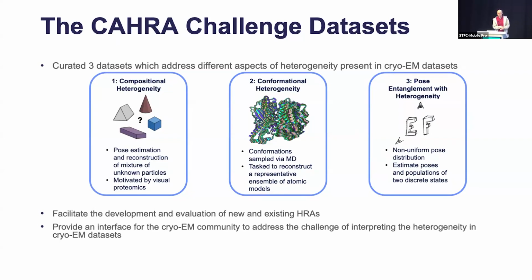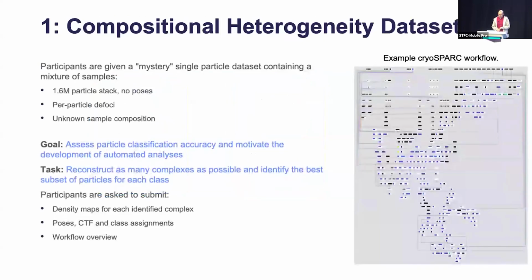So I'll go into a little bit more detail about what's in these challenge datasets and how we're assessing them in the next few slides. So for the compositional heterogeneity dataset, we provide a particle stack of 1.6 million particles. As I say, this is a mystery mix of different complexes. We ask participants to reconstruct as many of these different complexes as possible. And we're assessing entries to this dataset based on how many of the complexes you managed to reconstruct, the resolutions of these reconstructions, and the accuracy of your particle assignments.